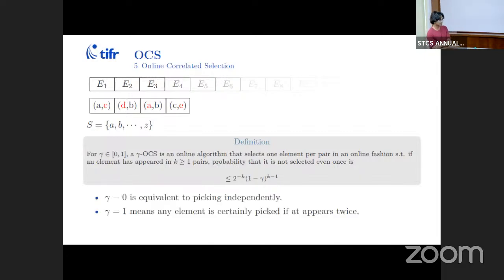Let's put it in terms of gamma. As Pavel said, gamma equal to 0 means picking independently. And gamma equal to 1 means, if k is larger than 2, this quantity becomes 0 and hence the entire probability becomes 0. So gamma equal to 1 means if an element appears twice, it has to be selected. It can be shown that such a gamma is not possible. One can see that just from the first 3 terms. Let's leave that for now. So gamma equal to 1 is not possible.